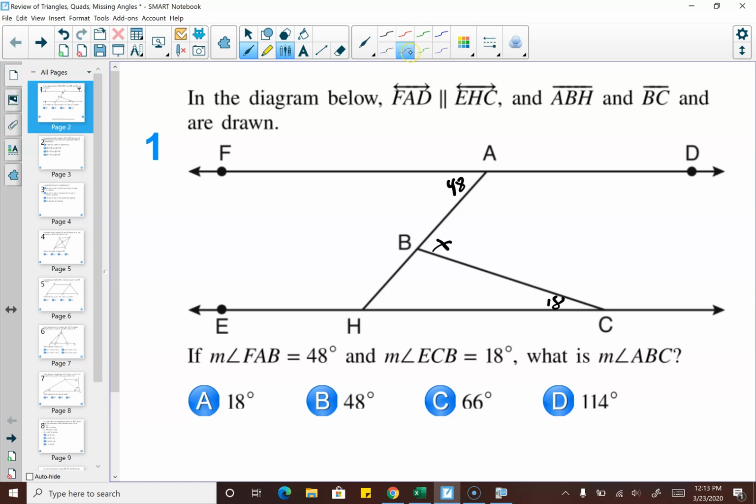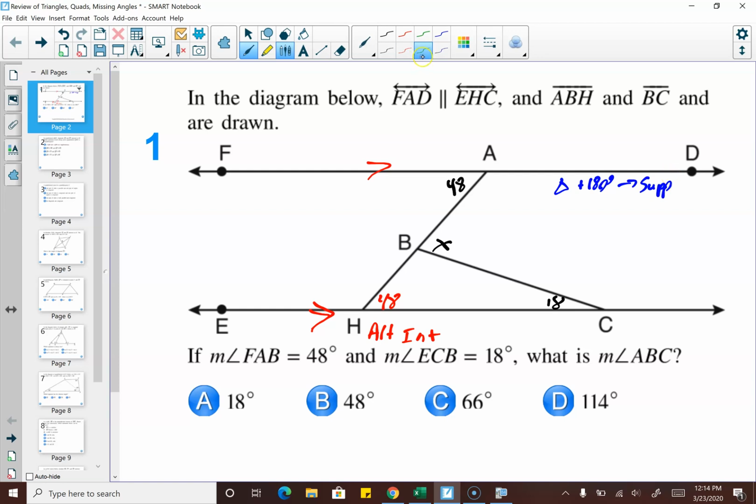So if we take a look here, what we have is a couple different things. One, they told us that FAD and EHC are parallel. So that means 48, and we can go 48 here. Those are alternate interior angles. And then from there, there's a couple different ways to go. You could follow the fact that triangles add to 180 degrees and then do supplements to get X.